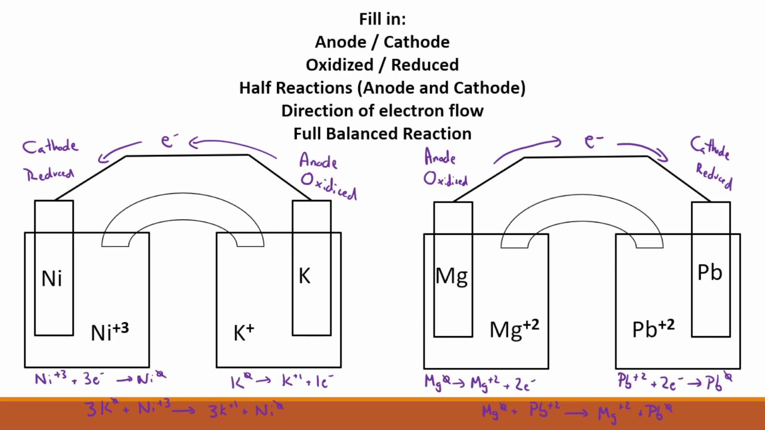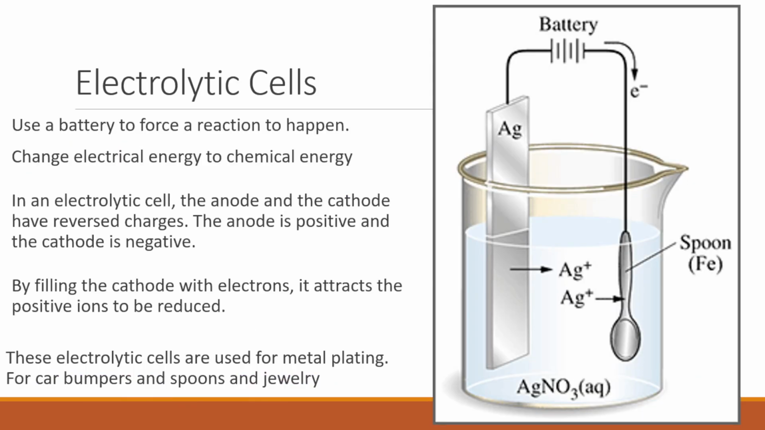But earlier in this video, I said that there were two different kinds of cells. The second kind of cell is an electrolytic cell. This kind of cell, an electrolytic cell, opposes table J. It is non-spontaneous. We use a battery or some sort of power source to force a reaction to happen, to make a non-spontaneous reaction happen. Instead of creating electricity and generating electricity, electrolytic cells take electricity and make it into chemical potential energy.